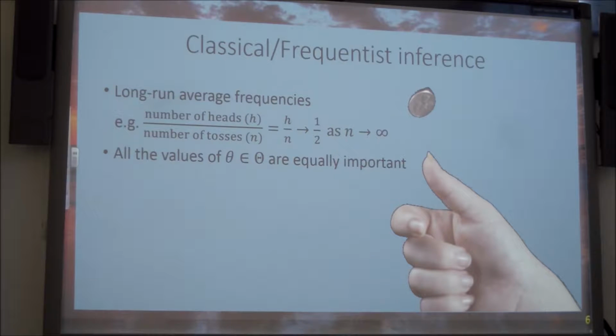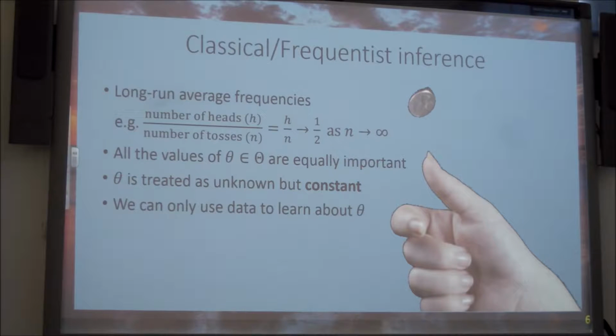And we treat all the values of theta in the parameter space as being equally important, so we don't say that any value of theta is more likely than any other. And importantly, we treat theta as being unknown but fixed. So it's some value that we don't know, but we assume that it is constant. And all we have to learn about theta is the data.